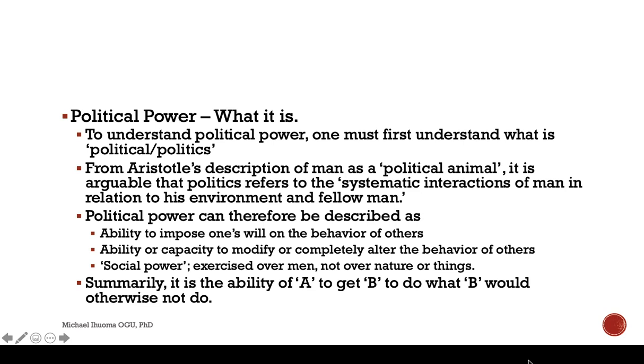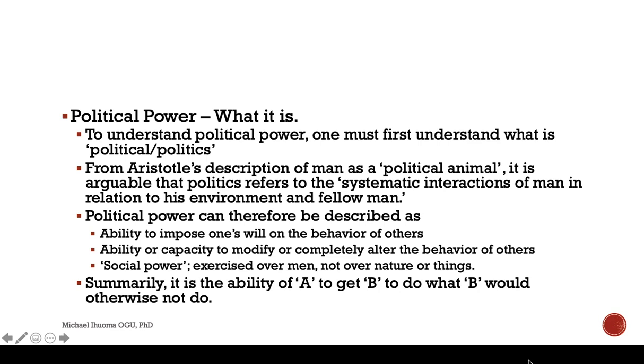All right. So bearing this in mind, we can describe political power as the ability to impose one's will on the behavior of others, the ability to modify or completely alter the behavior of others, or social power that is exercised over men, not over nature or other things. So political power is power that is exercised over other people. It's not power over certain non-living things or certain aspects of nature. Political power is social power, so it must be exercised in relation to individuals.